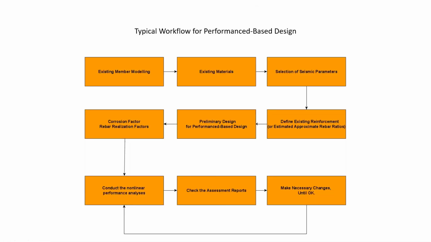As an overview, first of all, I will talk about how to model an existing building, including members, materials, reinforcement steel conditions, etc. After that, I will perform preliminary design and show you how to arrange reinforcement steel and how to copy them to other members. Then we will have a quick look at the assessment user interface and check the assessment report.